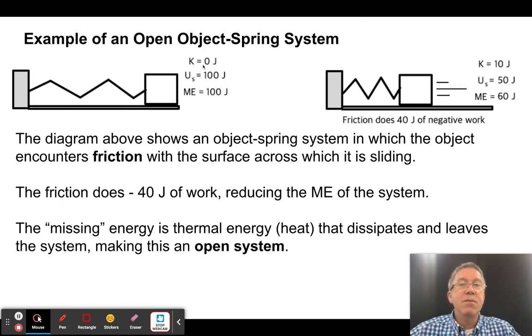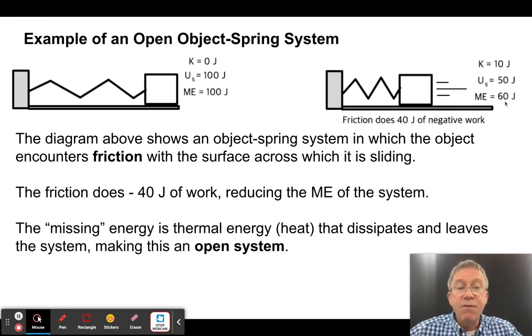So I start off like I did before with 0 joules of kinetic, but 100 joules of spring potential. So I have 100 joules of mechanical energy. But as it slides forward now, I'm going to lose spring potential energy. I'm going to gain kinetic, but look, I only gained 10 joules of kinetic rather than 50. So I lost 50 joules of spring potential energy, but I didn't gain 50 joules worth of kinetic energy because energy left the system. 40 joules. Look, I now only have 60 joules worth of mechanical energy.